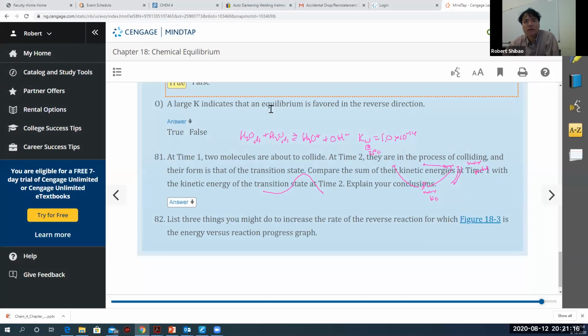Large K indicates that the equilibrium is favored in the reverse. That's false. Large K favors the product, forward reaction.